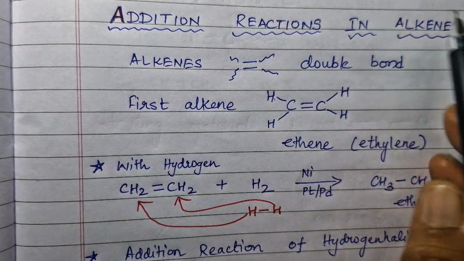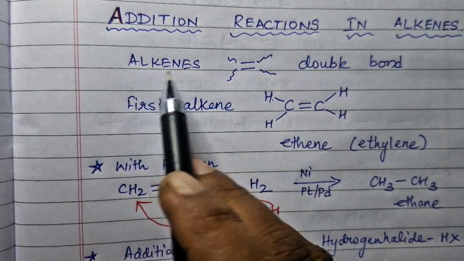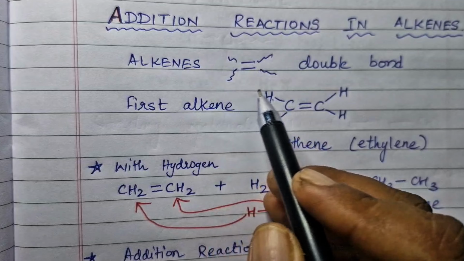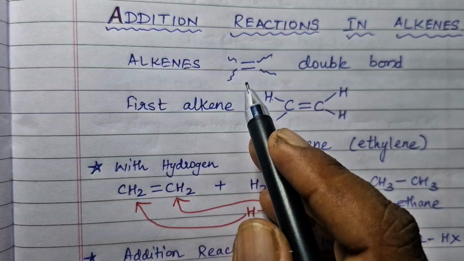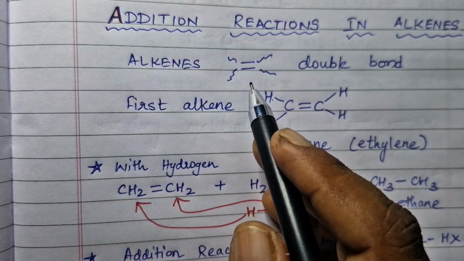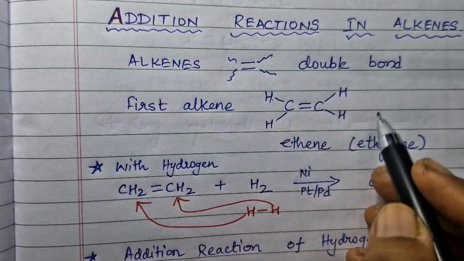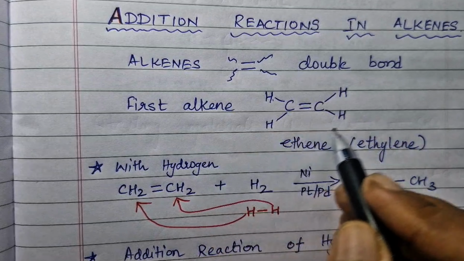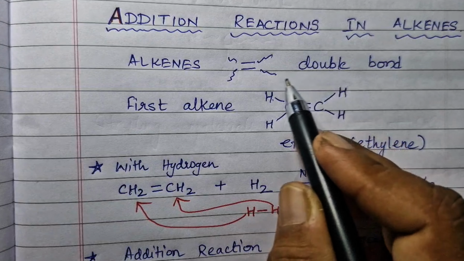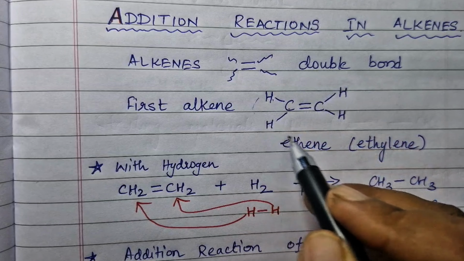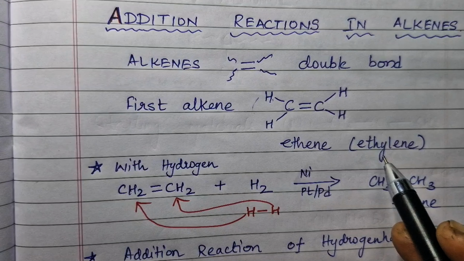Now, what is an alkene? Alkenes are compounds of carbon and hydrogen which have a double bond. Otherwise, in chemistry language, they are called unsaturated compounds. So, the first member of the homologous series of alkenes is called ethene, and this ethene has two carbons with a double bond in between them, and the other valencies of carbon are satisfied by hydrogen. Ethene is commonly called ethylene.